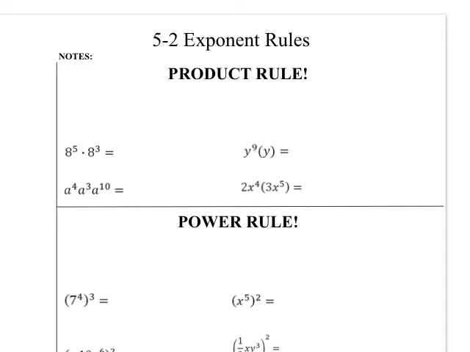Okay, so we're going to begin 5-2 exponent rules. This video I'm actually doing from my iPad, so it's going to look very electronic. You won't see my hand and the pencil. You'll just see my notes as we go along.